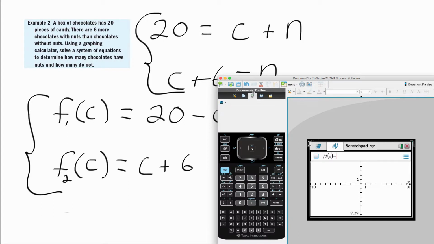You might be looking at that thinking you see another way to solve it, and the answer is yes, there are a lot of ways to solve these. Right now we're using the calculator. This is useful for a time when you can't see how to solve it, but you can calculate it and graph it and see what you get. So f sub 1 is 20 minus x, right? We've got to use our x value.